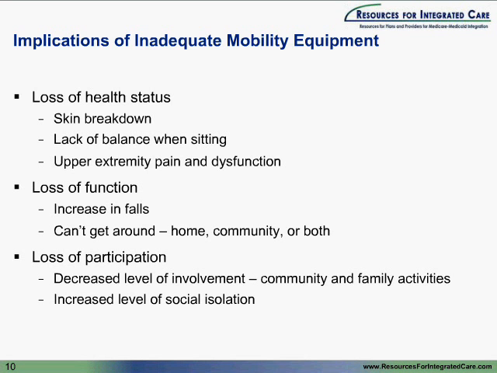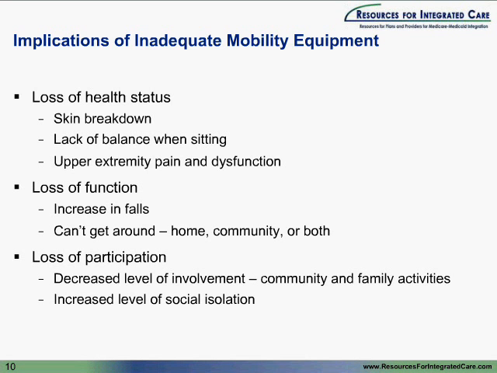Ultimately, when someone can't get around where they want to get around, their ability to do what they want to do becomes greatly limited, whether it's going into the kitchen and getting your own drink of water, or going and joining your family member at a social function, going to church, or a grandchild's or child's athletic event. Not getting around in the home or in the community both have the impact of reducing someone's level of participation.